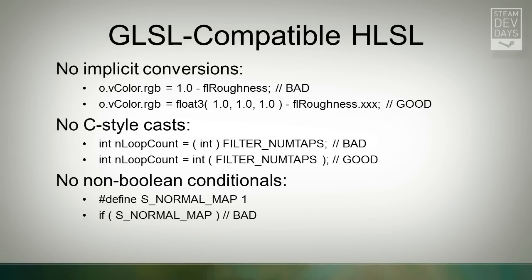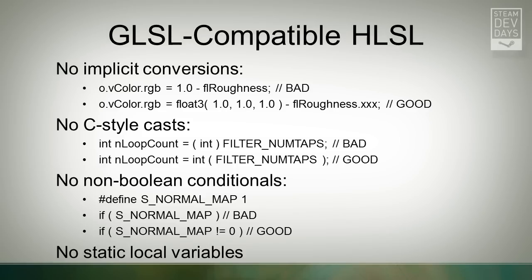HLSL allows you to have conditionals that are just tests on an integer, whereas GLSL requires Boolean expressions, so we just always write Boolean expressions. And HLSL allows static local variables, and GLSL does not, so we just don't use them. Now, all of these rules are part of our coding standard, but also during validation at compile time, we check that our code is compatible with GLSL. So it's very much an integrated part of our development now, where our developers are authoring shaders, they'll know right away whether their shader's compatible with GLSL.